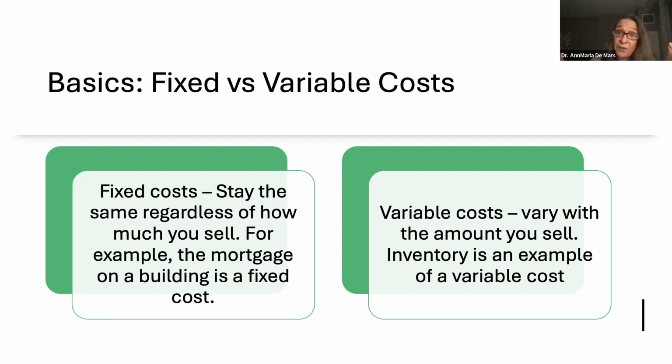If it's going to last for 5 years, then every month for the next 5 years, 1/60 of that cost is depreciated, regardless of whether you sell anything or not. The variable costs vary with how much you sell. Inventory is an example of that, the cost of goods sold.